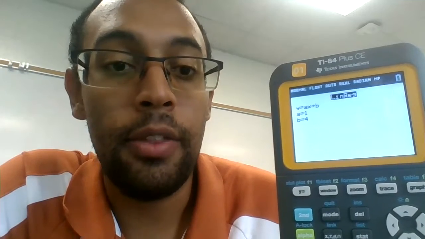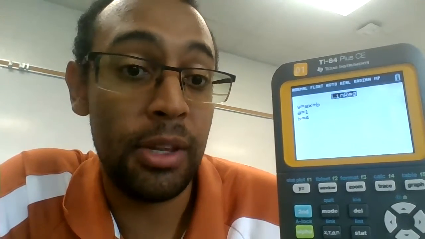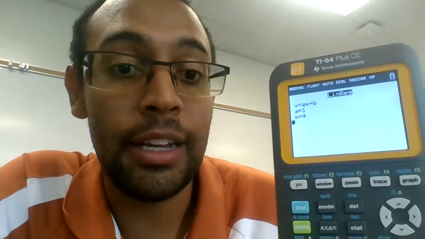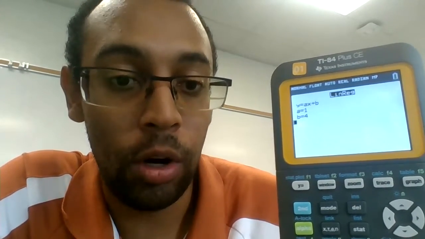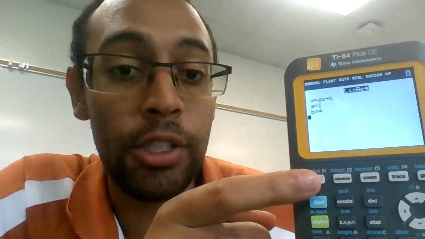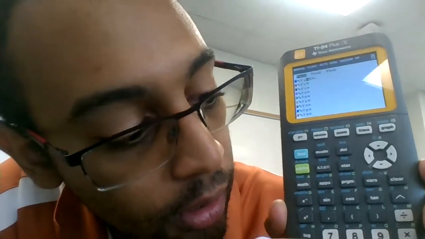And it gives me the slope intercept form, which we will discuss in the next unit. Y equals ax plus b. A is 1, so that tells me that's just x. And b is 4. So my equation for this line is y equals x plus 4, or in function notation, f of x equals x plus 4. I'm going to put it into y equals x plus 4.